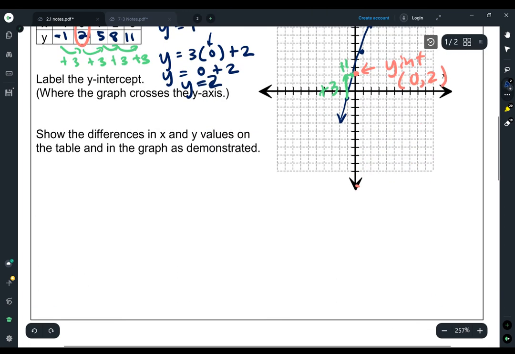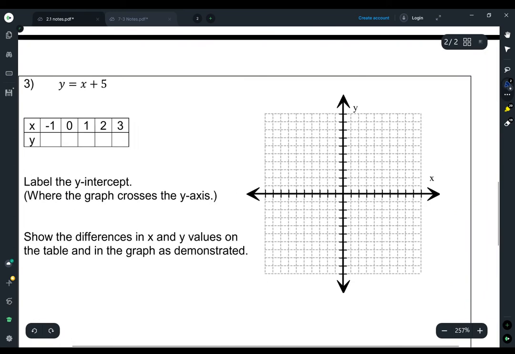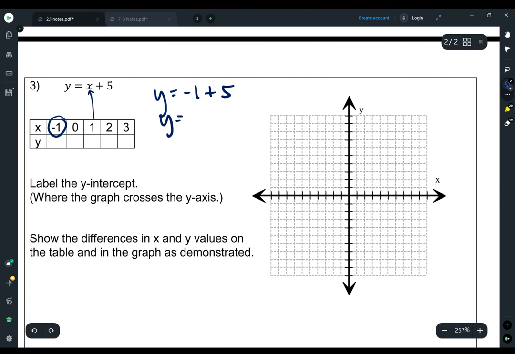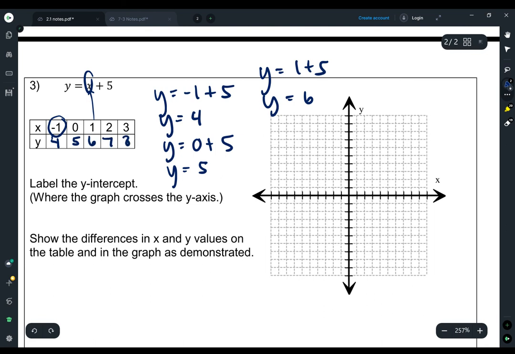All right, I'm going to go ahead and go on to problem 3. It looks like we've got 2 more. On this one, it says y equals x plus 5. So I'm taking all of these numbers, -1, 0, 1, 2, 3, and I'm substituting them in for the x, and then I'm just adding 5. First I'm going to start with the -1. So y equals -1 plus 5. So y equals 4. And then I'm going to plug in 0. Y equals 0 plus 5, which is going to be 5. And then y equals 1 plus 5. So y equals 6. And then we have 7 and then 8.